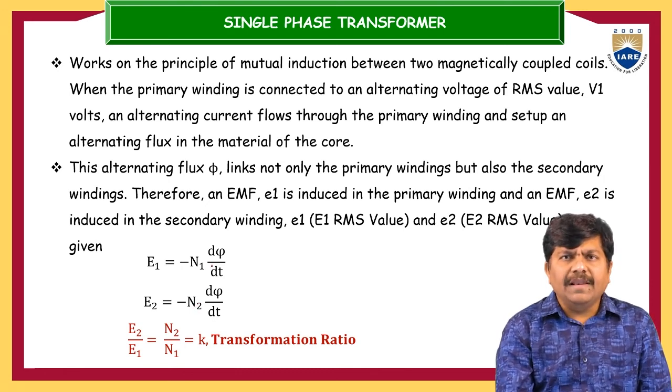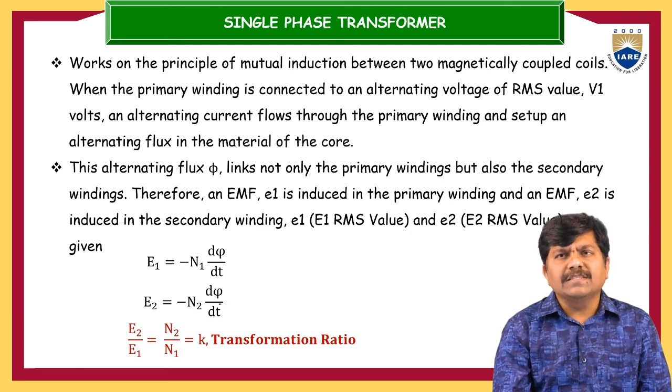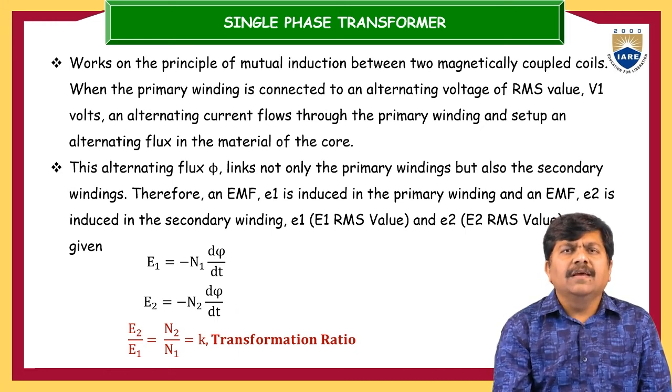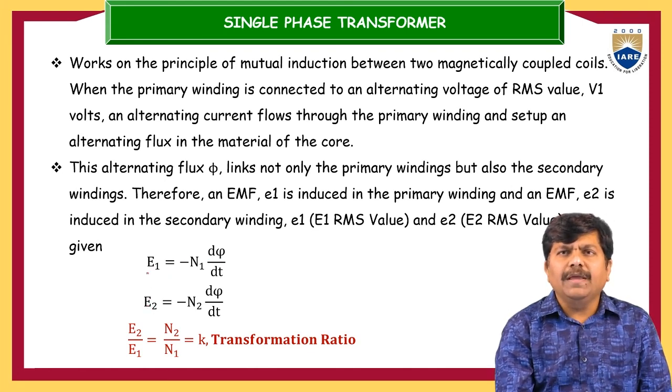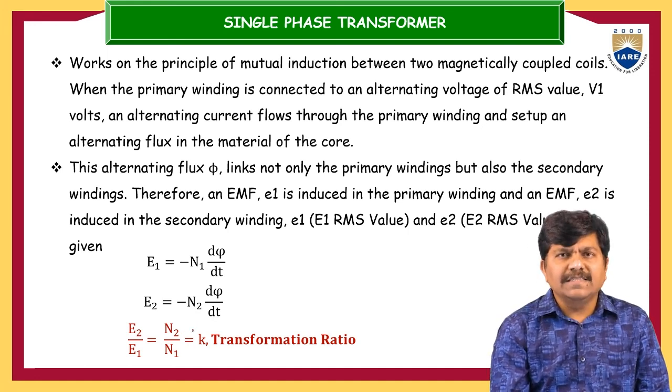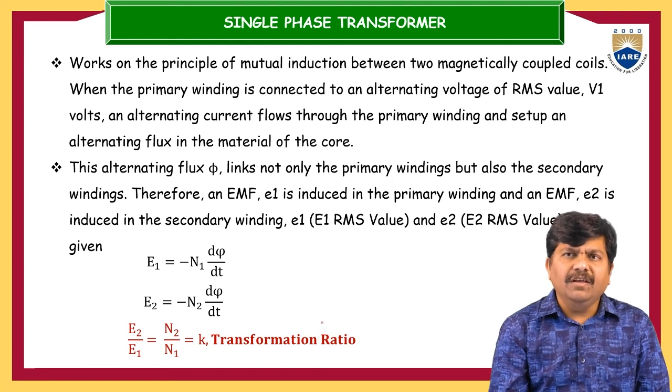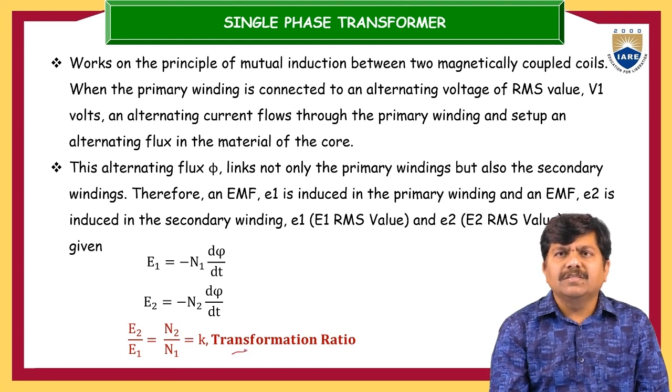So E1 is equal to minus N1 into d phi by dt, E2 is equal to minus N2 into d phi by dt. Now here one thing we have to remember: throughout this operation we are not talking about the load. It means we have not connected anything across the secondary winding. If you take the ratio E2 by E1, d phi by dt is a common term in the numerator and denominator. So the remaining term is N2 by N1. So E2 by E1 is equal to N2 by N1 is equal to K. This is called the transformation ratio. This is a very important transformation ratio.